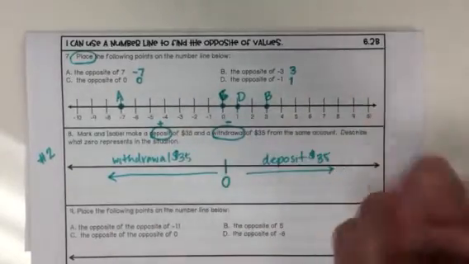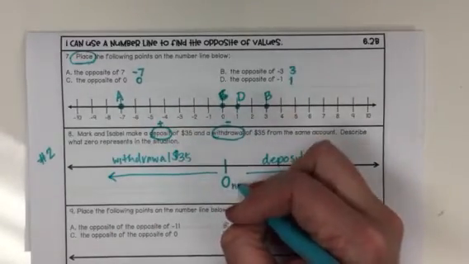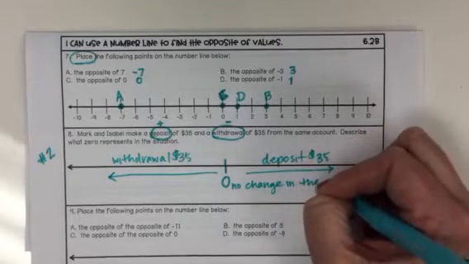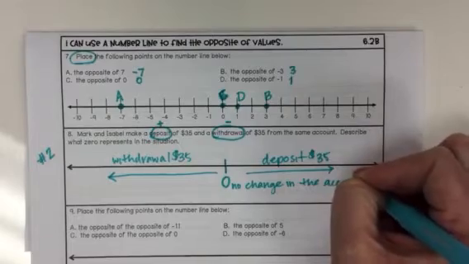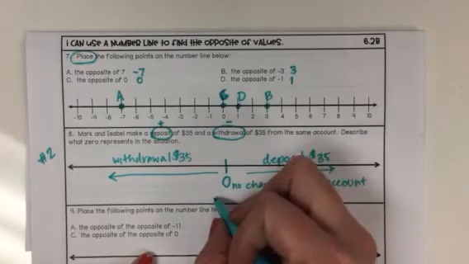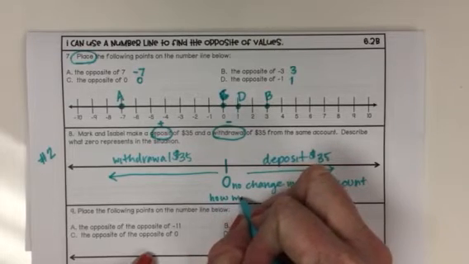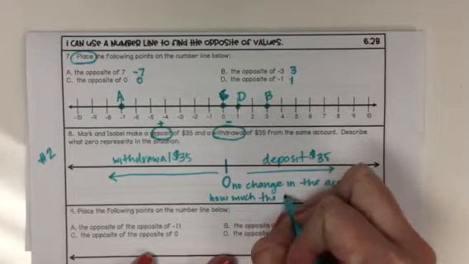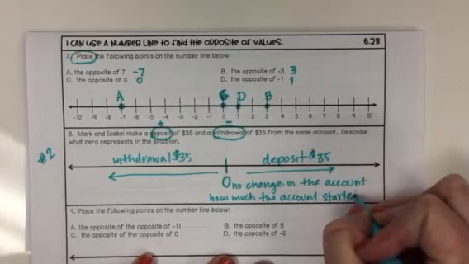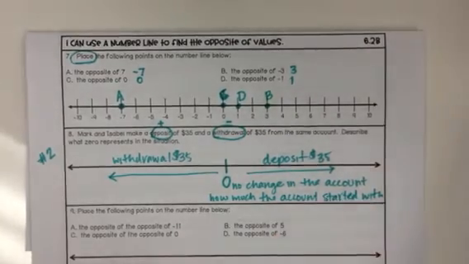So 0 could mean one of two things. It could mean that there is no change in the account, because if you take away $35 and then put $35 right back in, then there's no change in the account. Or what it could represent is how much the account started with.